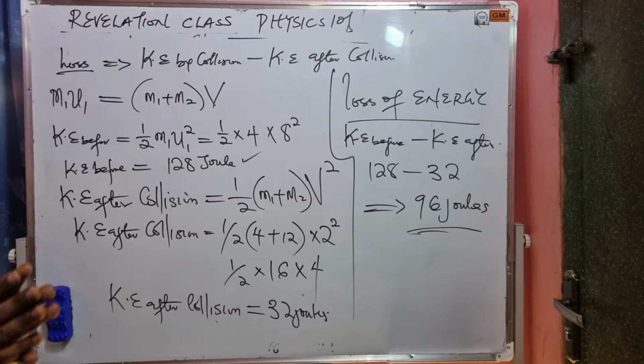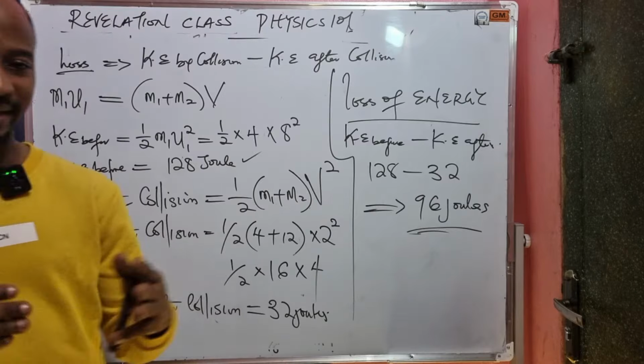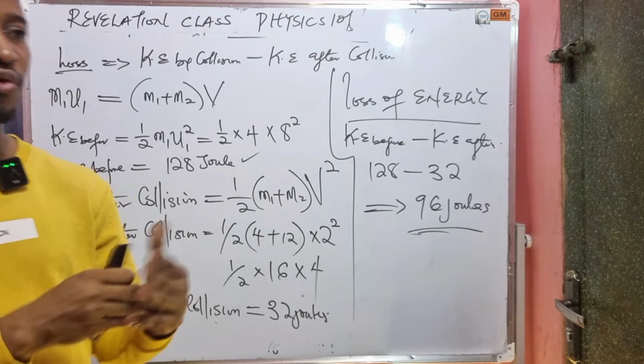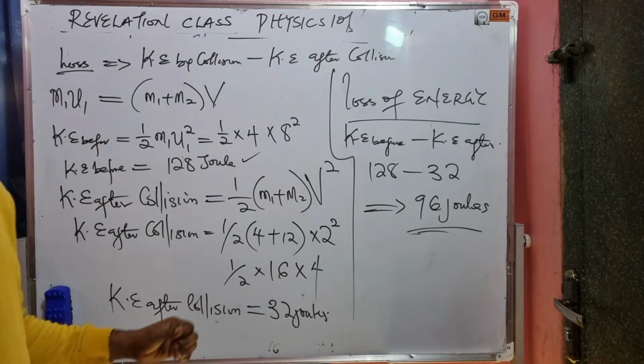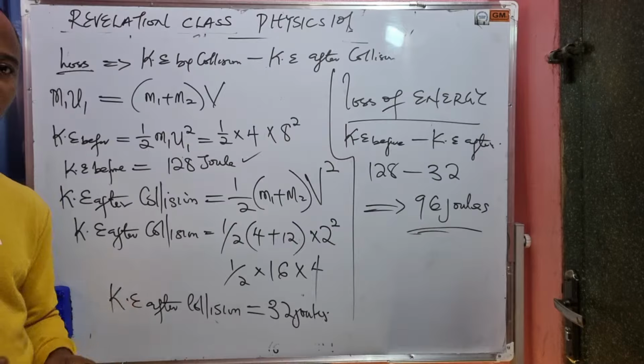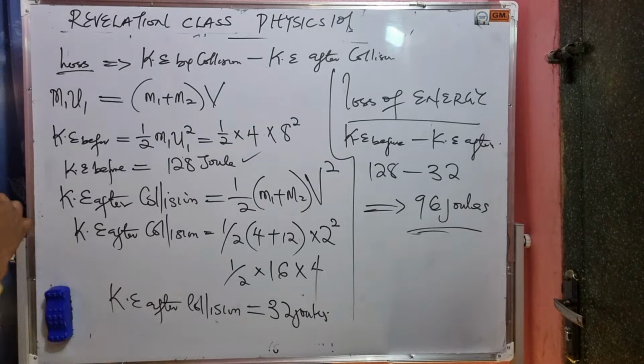So once you hear that the two bodies, after collision, stick together and move with a common velocity, that means it is called a completely inelastic collision. Now the next question, let's solve another question.